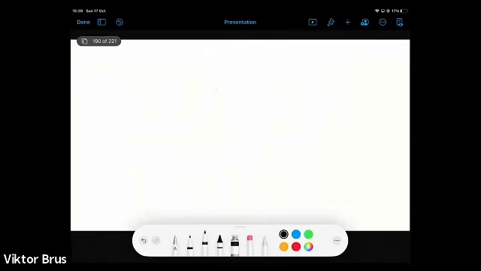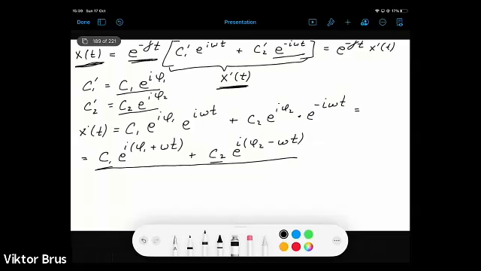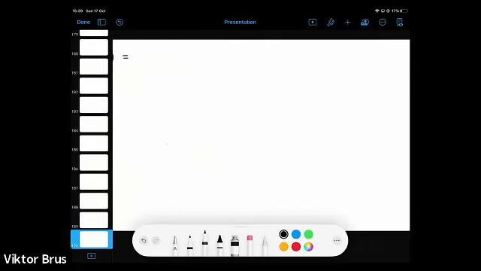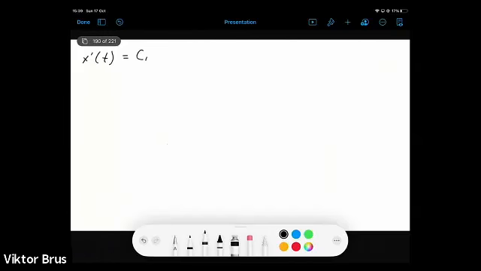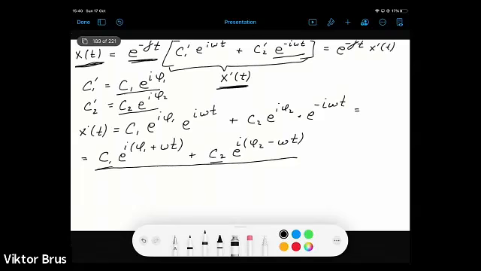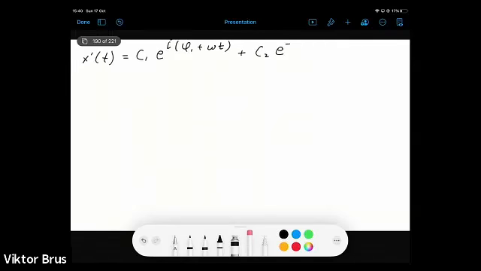So we write it on the new slide. X prime as a function of time is equal, look again here, C1 times e to the power of i(φ1 + ωt), and here will be plus C2 times e to the power, here we will not have minus, we will have minus in the parentheses, i(φ2 − ωt).